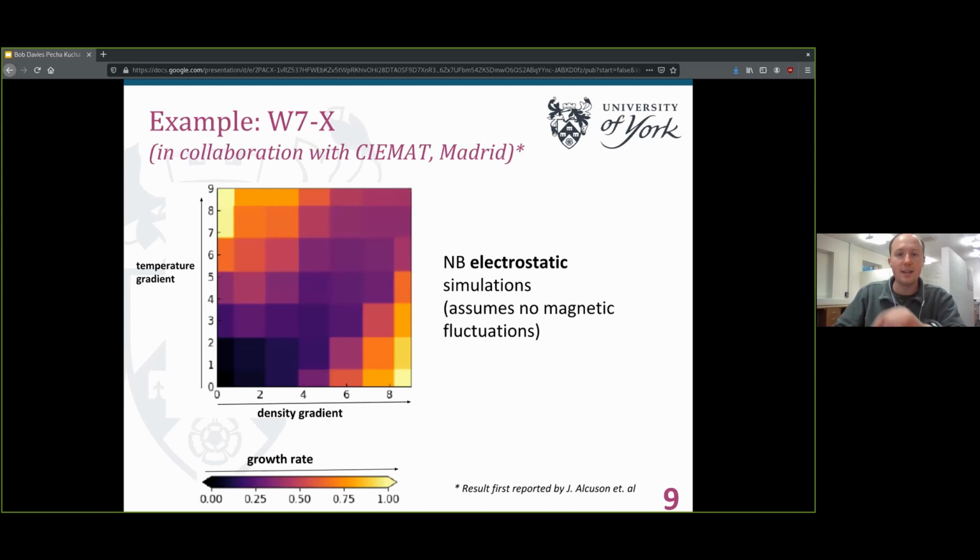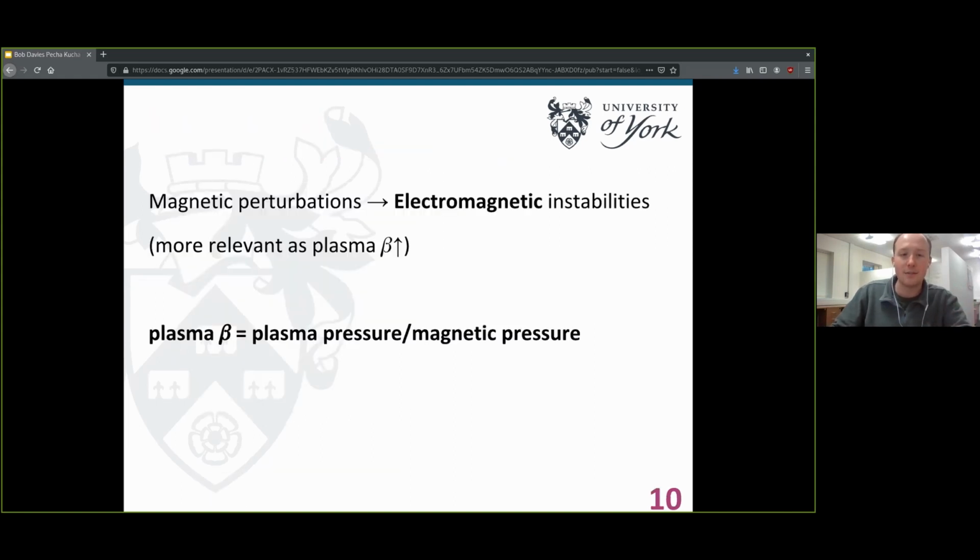The interesting thing to note is that the growth rate is lower, so the plasma is more stable, if the density and temperature gradients increase but stay approximately the same. So this is an exciting and interesting result, which is an area of active research.